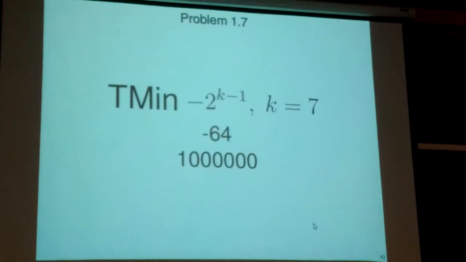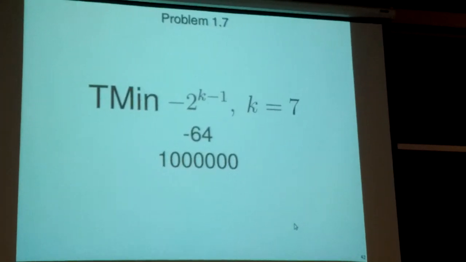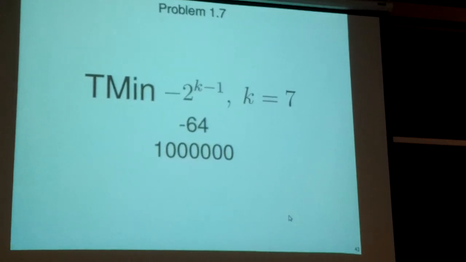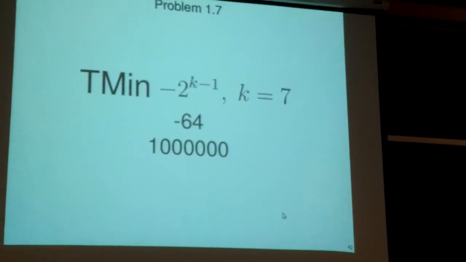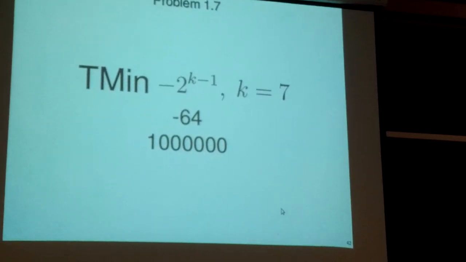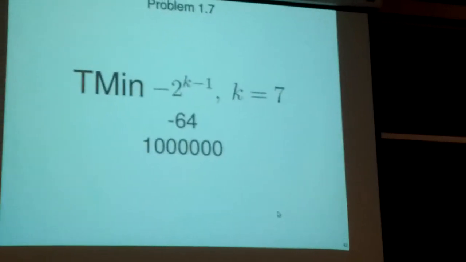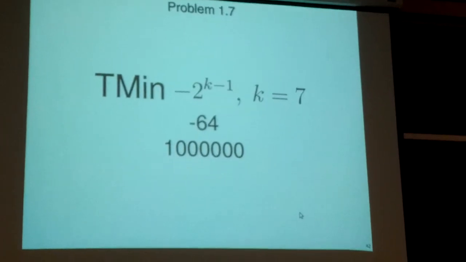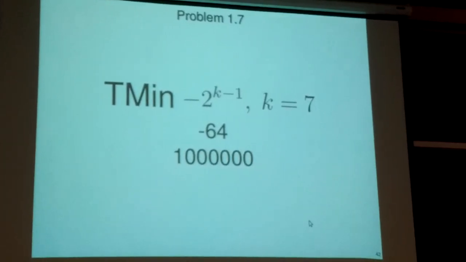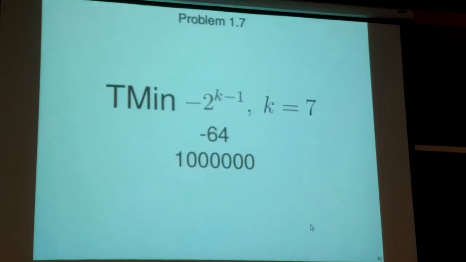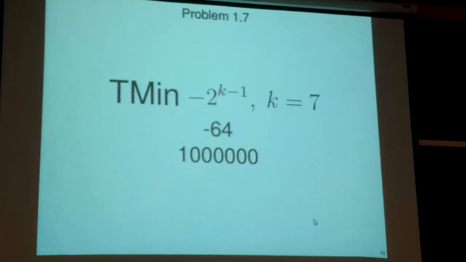T-min. When you have a 2's complement number, the minimum number is always 1 followed by all zeros. Or if you want to know the math, I think in your book they call it W, I call it K because my name's Kevin. You just take 2 to the 7 minus 1, which is 2 to the 6, which is 64, and negate it, and that is the T minimum value.